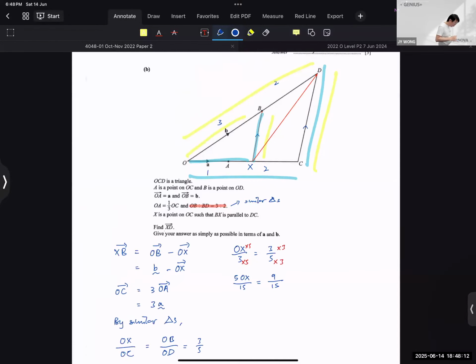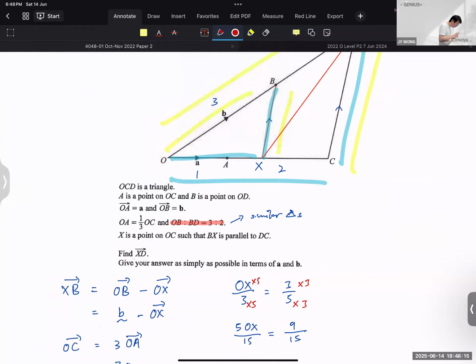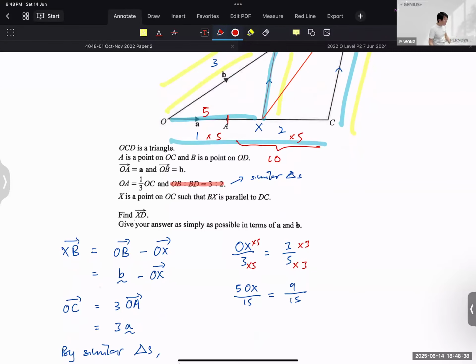Right? So if OC is 15 units, this will become times 5, right? This will become times 5. This is like that. This part here will be 5. This part here will be 10. Okay.